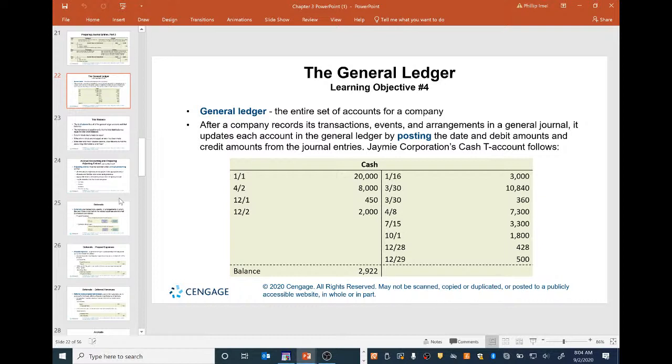After a company records its transactions, events, and arrangements in a general ledger, it updates each account in the general ledger by posting the date and the debit amounts and credit amounts from the journal entries. Jamie Corporation's cash T account is as follows. Remember the T accounts, how we can use those to analyze the activity within an account during a period. Well, this is just showing an example of the actual cash account. We know the left side of this is debit, the right side's credit. We know cash is an asset. So these are increases in cash, these are decreases in cash, and then there's your ending balance, okay?